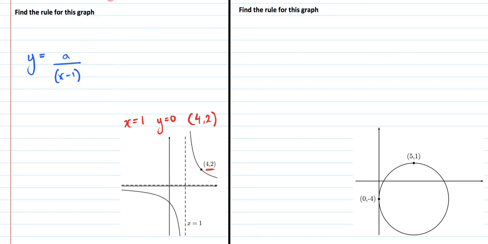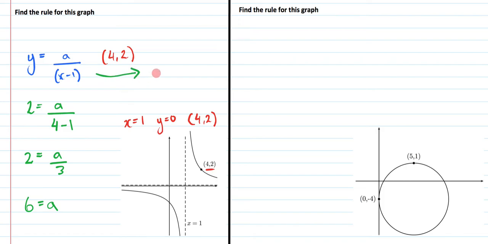To find what my a is, I'm going to sub in my point (4, 2). So I'm going to put 2 in here, a over 4 minus 1. 2 equals a over 3. Times both sides by 3, a is going to be 6. So therefore, my final answer will be y equals 6 over x minus 1.